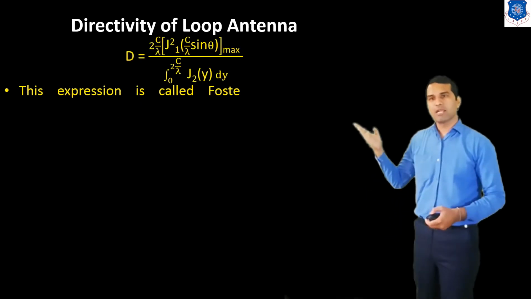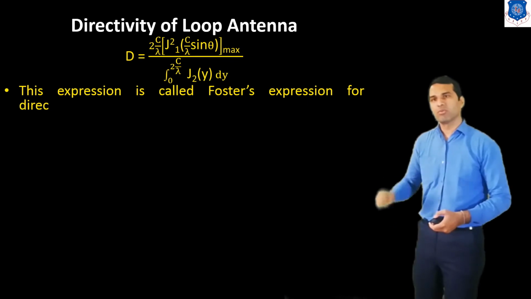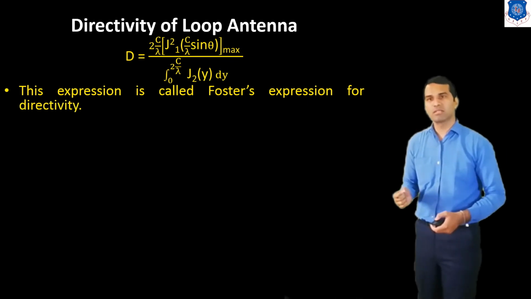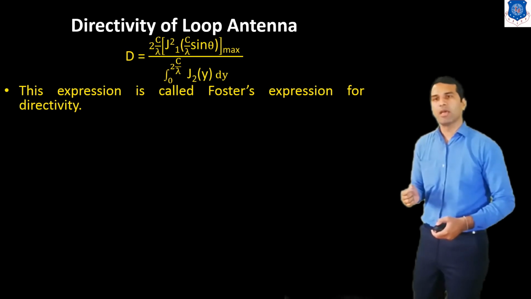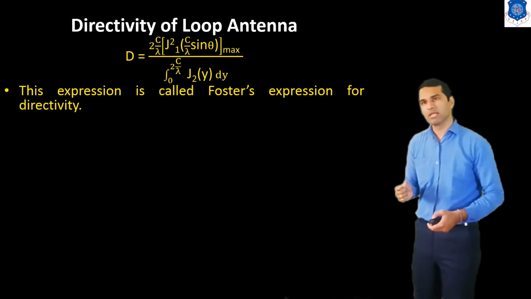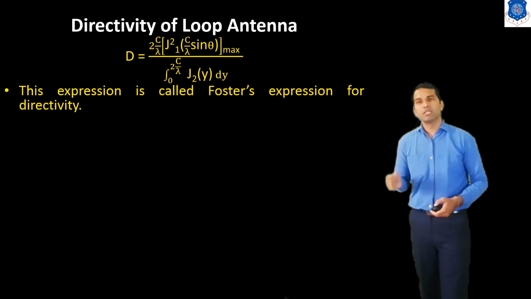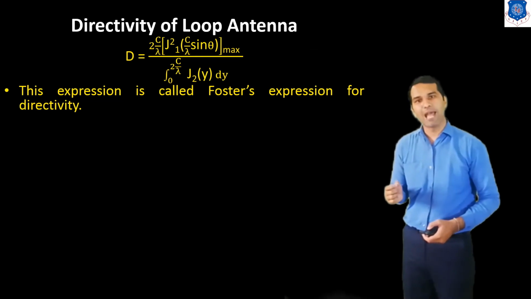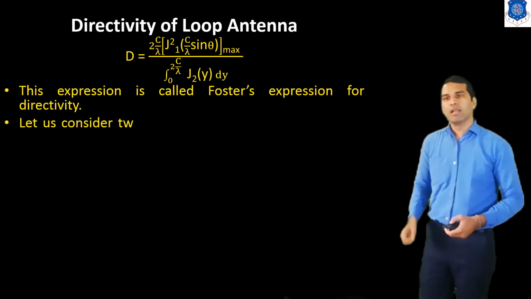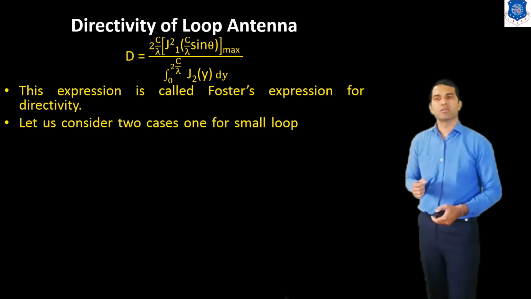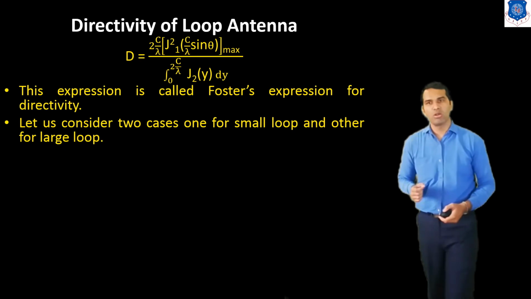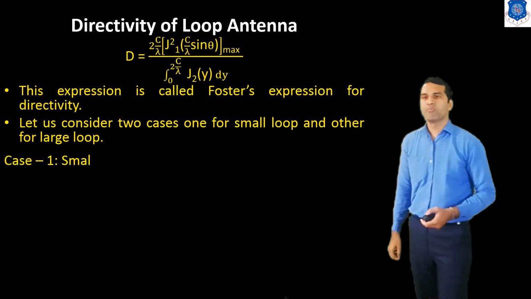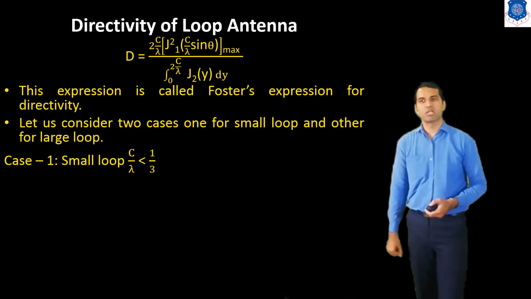So when we simplify this equation, we can write that D is equal to 2 C by lambda J1 square C by lambda sin theta, and 0 to 2 C by lambda J2 y dy. This expression is called the Foster's expression for directivity. Let us consider two cases, one for the small loop and the other for the large loop.